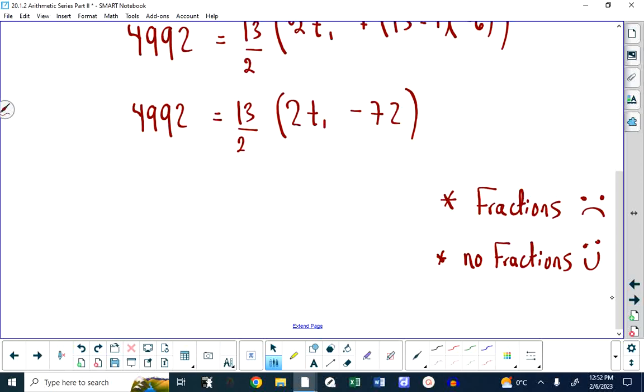So what we can do here is multiply both sides of the equation by 2. You've learned as a general principle in math that when you have an equation, you can perform the same operation to both sides, and that keeps things in balance. So what happens on the left is I get 4992 times 2, which is 9,984.